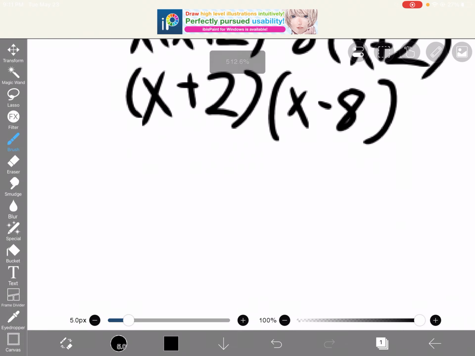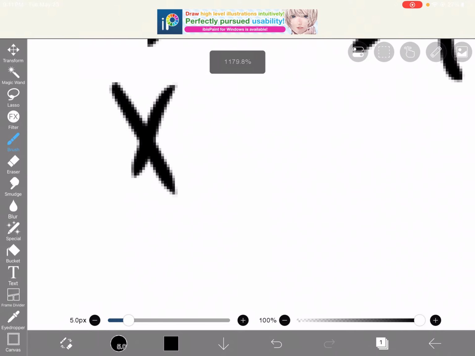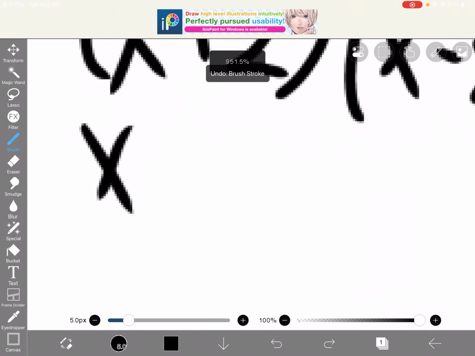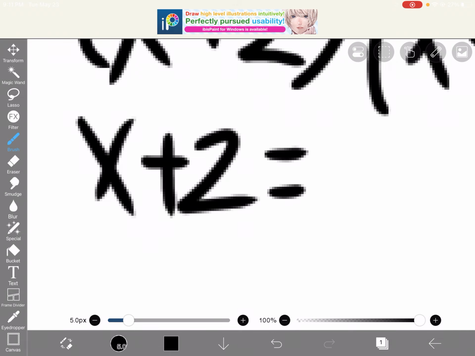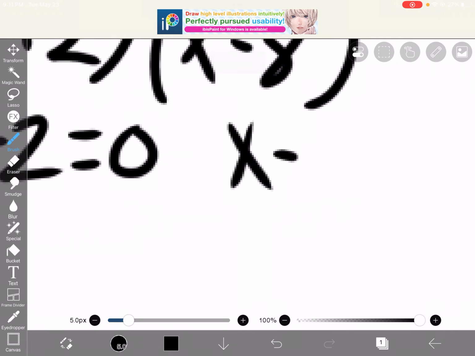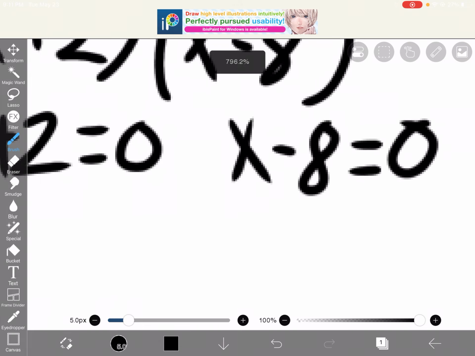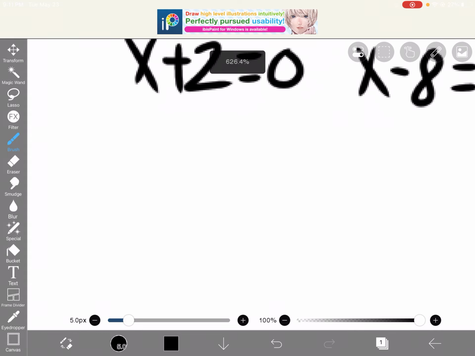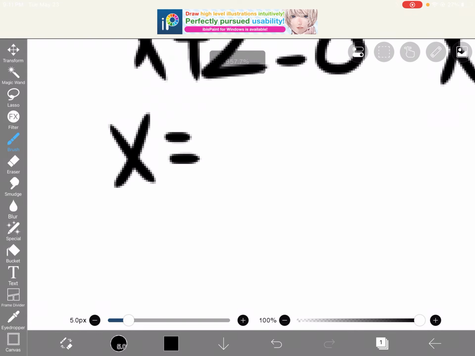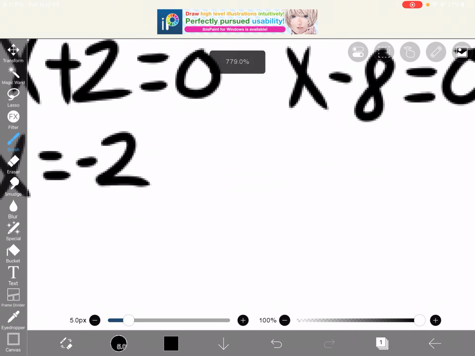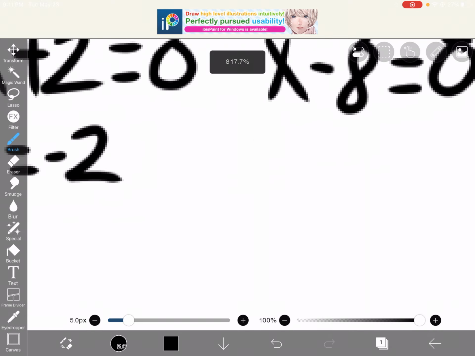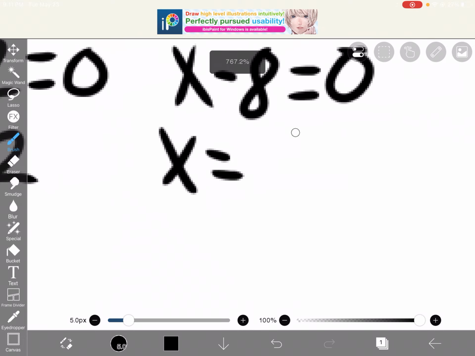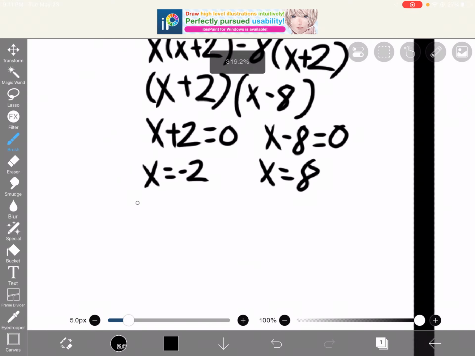Then all we have is x plus 2 equals 0, and x minus 8 equals 0. And then once we solve it, that would make x equals negative 2 and x equals 8. And that's our answer.